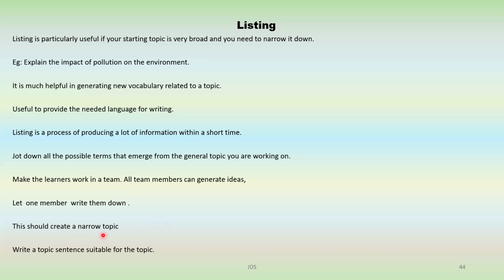They should create a narrow topic, right? So earlier itself, we saw listing is done in order to choose or maybe minimize or get a very specific, related topic. Write a topic sentence suitable for the topic, right? So listing can be done in relation to the information of the topic as well as for the language purpose, to generate language features like that of vocabulary or any other language expressions.